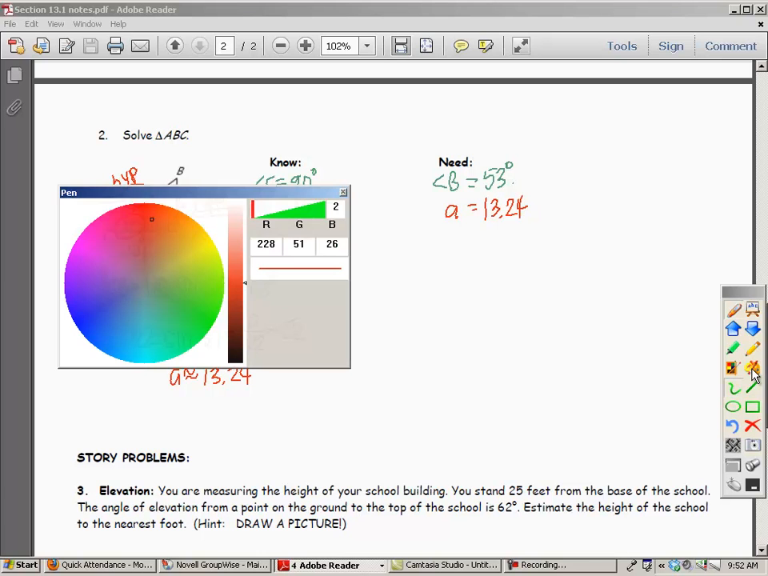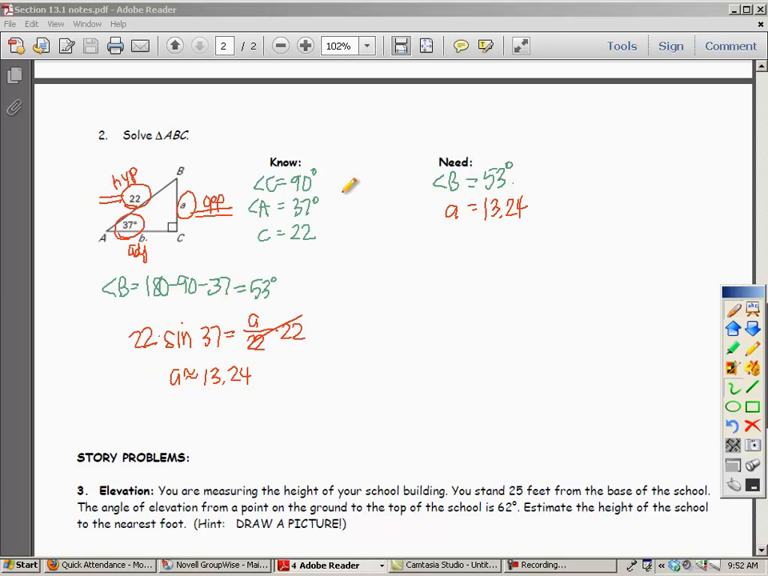Okay, let's change our color one more time. Let's do our last one. What are we missing now? Side B. B is the adjacent, 37 is my angle, 22 is the hypotenuse. So what uses adjacent and hypotenuse? Well, that's a cosine. So the cosine of my angle 37 is the adjacent, which is B, over the hypotenuse, which is 22. So I multiply both sides by 22. Side B is approximately 17.57.